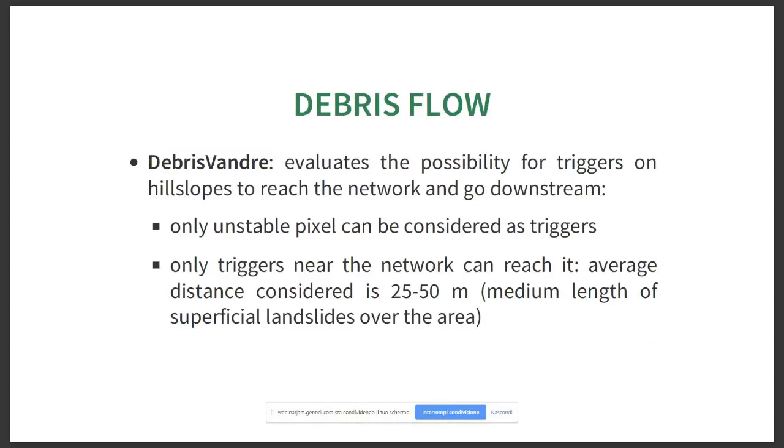In particular, only unstable pixels on hill slope can be considered as triggers, and only triggers near the network can reach the network. So usually we insert an average distance, like the median length of the superficial landslide over the areas, which is considered 25-50 meters.